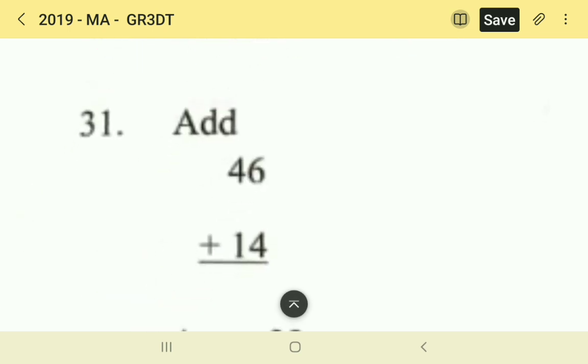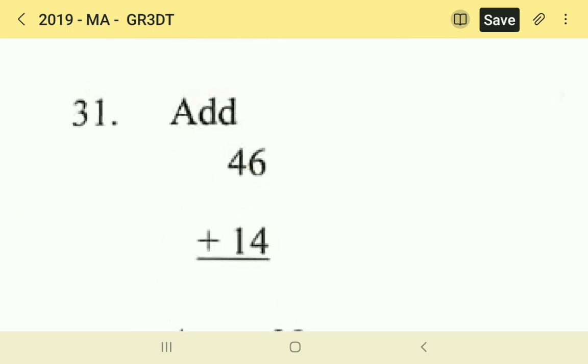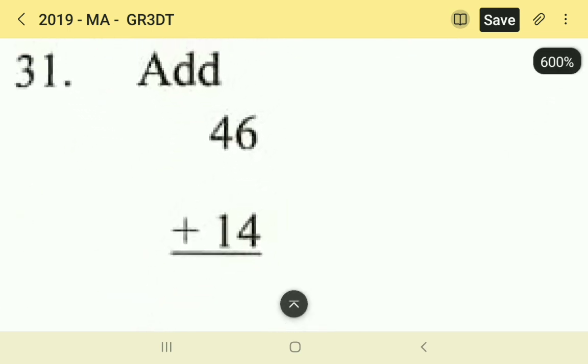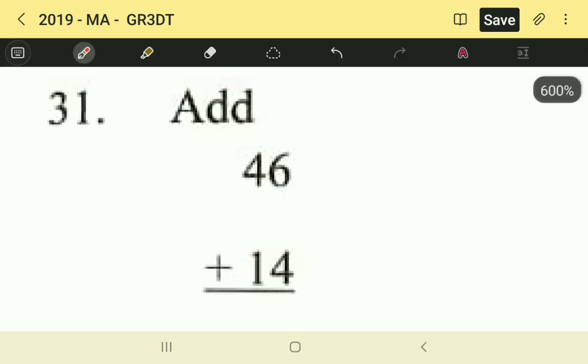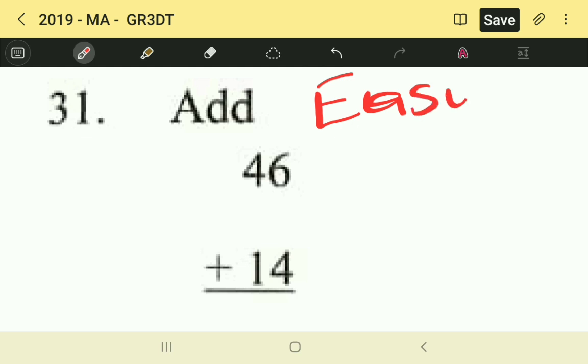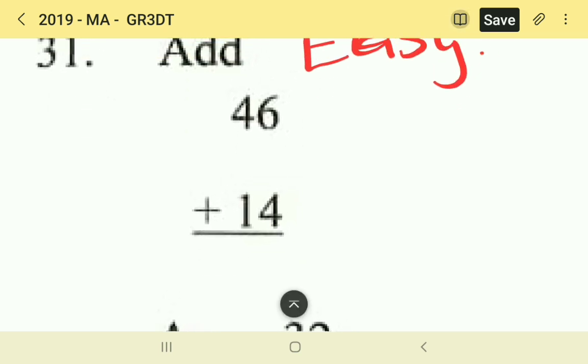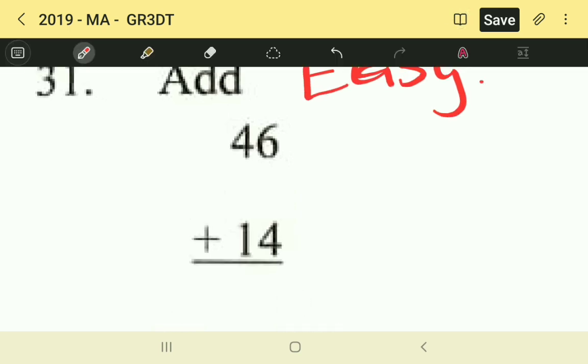Moving on to number 31. Add 46 and 14. I am not doing this one. This is too easy. Shout easy. Can you spell easy? E-A-S-Y. Good job. This one is for all of you. Auntie should not be doing this one. No, sir. Teacher M shouldn't do this one at all. But let's go. Each time I say I'm not helping you, I end up helping you. Alright, let's go.